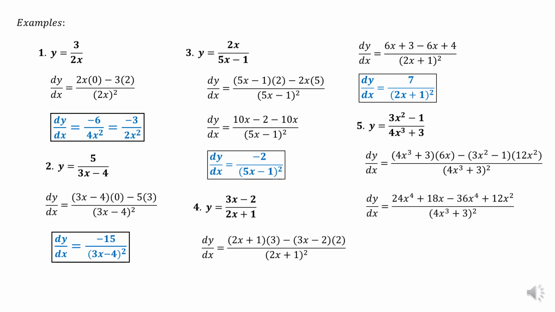Then expand the numerator, or 4x cubed times 6x becomes 24x raised to the 4th power. 3 times 6x is equals to 18x. Minus 3x squared times 12x squared is negative 36x raised to the 4th power. Negative 1 times negative times 12x squared becomes positive 12x squared. Then combine the numerator. Therefore, the derivatives of y with respect to x, negative 36x raised to the fourth power plus 24x raised to the fourth power becomes negative 12x raised to the fourth power. Then just copy 12x squared as well as 18x all over the square of the denominator.